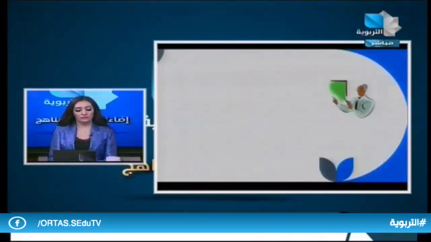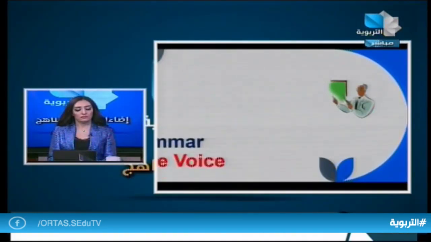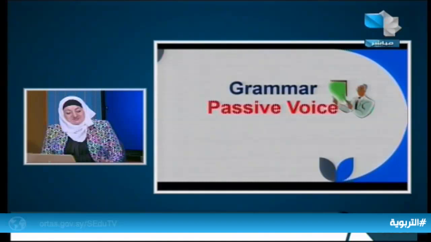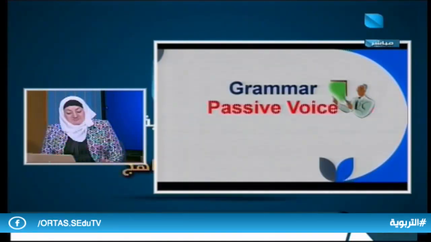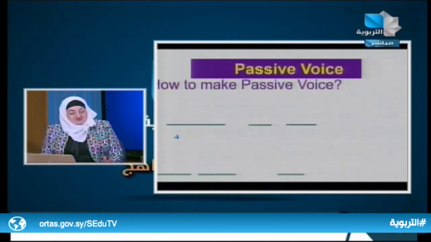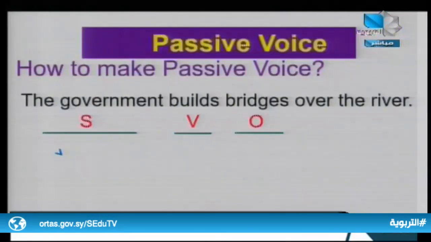Okay. Let's have a look first at the word order in the active voice, then how to be used, or what is the word order in the passive. So how to make the passive, as we see here in the example. The government builds bridges over the river. The government is the subject, builds is the verb, bridges is the object, and the rest of the sentence is over the river. Now if you want to make it passive, we have to make changes.